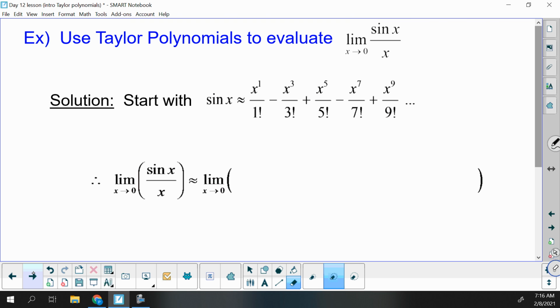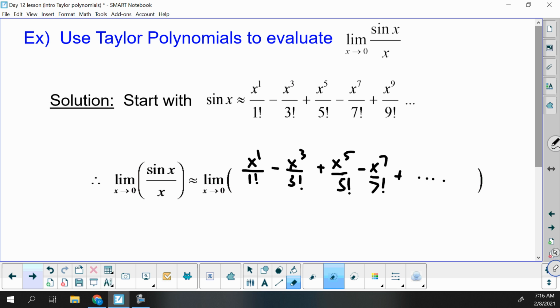So last thing for today, we're going to use the Taylor polynomial for sine to evaluate our limit of sine x over x as x approaches 0. Now we all know the answer of that, but we're going to see that Taylor polynomials can be used to do it. So limit of sine x over x as x approaches 0, if we're using the Taylor polynomial, we could write this as x to the 1st over 1 factorial minus x cubed over 3 factorial plus x to the 5th over 5 factorial minus x to the 7th over 7 factorial plus dot dot dot all over x.